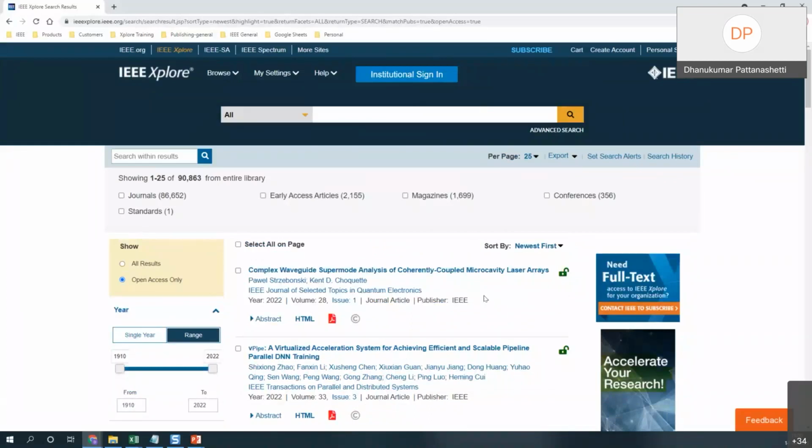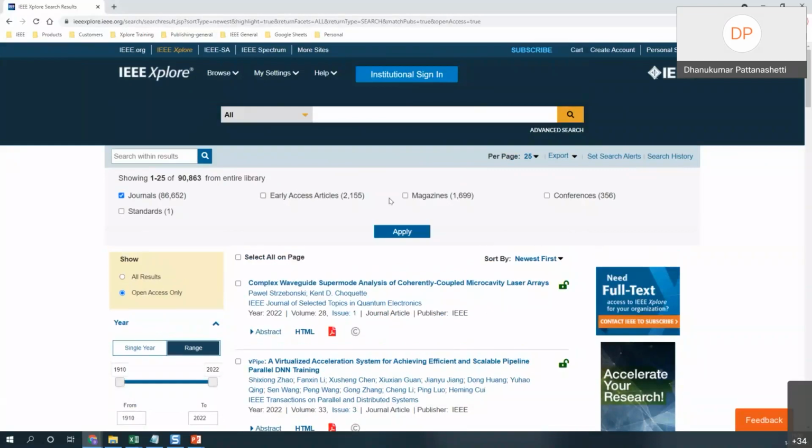Close to 1 lakh articles are now available freely from IEEE. You can look at journals, magazines, and early access also. The future articles are also available. So you can just hit apply and all those articles will be available to you. I hope that answers your question.